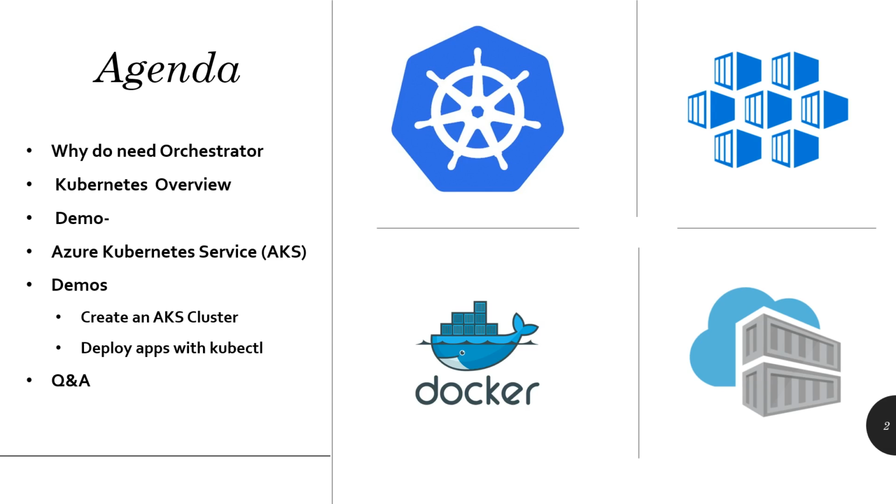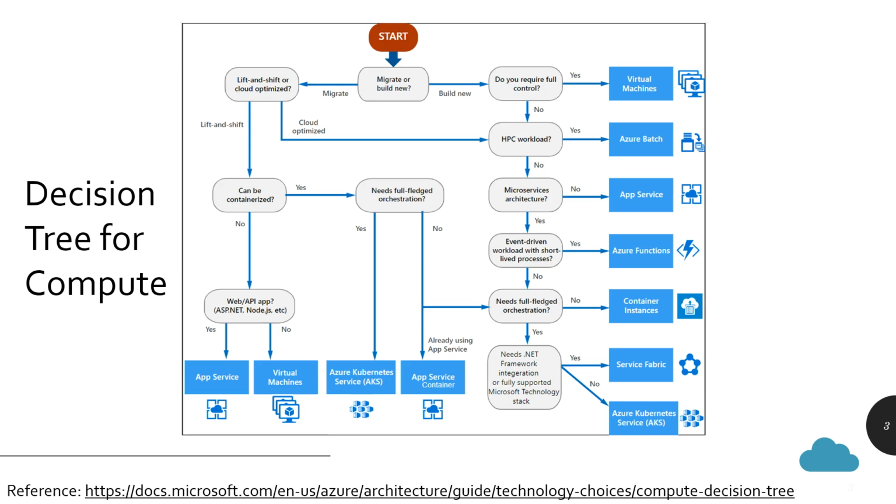This is today's agenda. Kubernetes is one of the famous orchestrators. There are other orchestrators as well: Docker Swarm and Service Fabric. Today we are discussing the Kubernetes overview and Azure Kubernetes Service. It's almost similar to Amazon Elastic Kubernetes Service. Most of the things are similar.